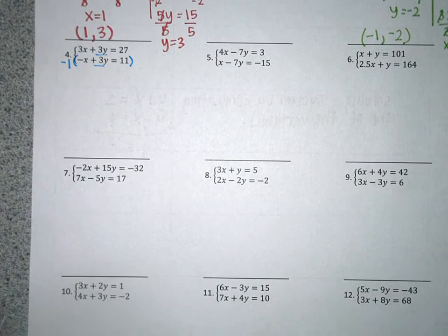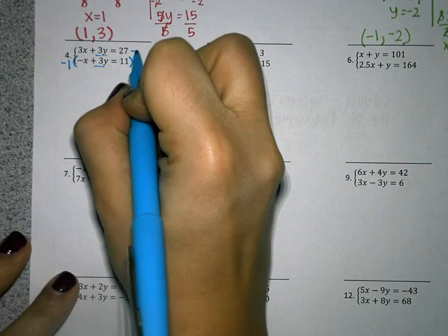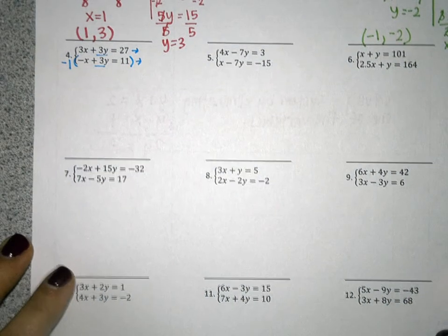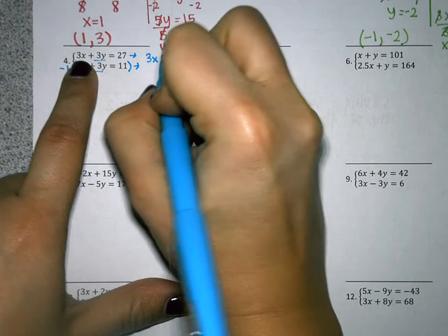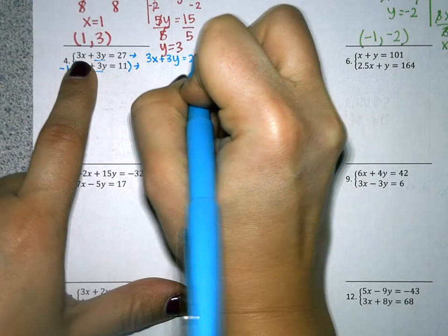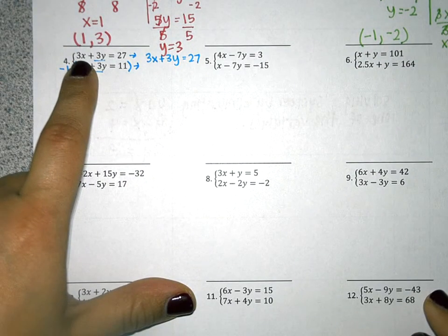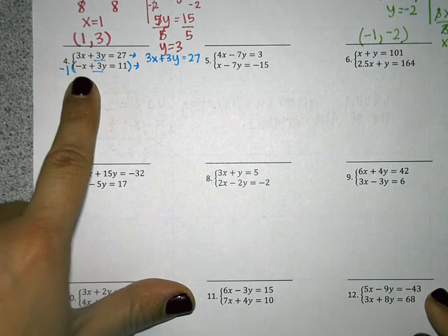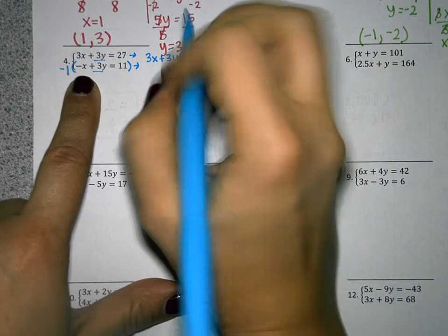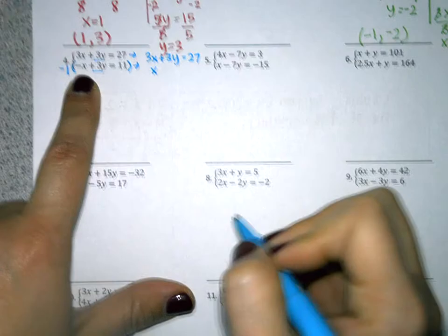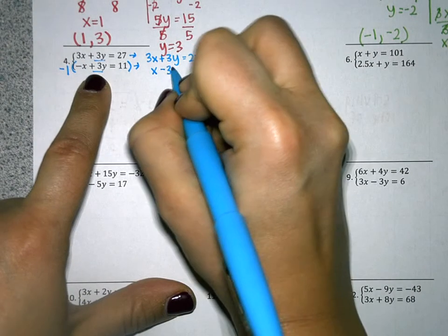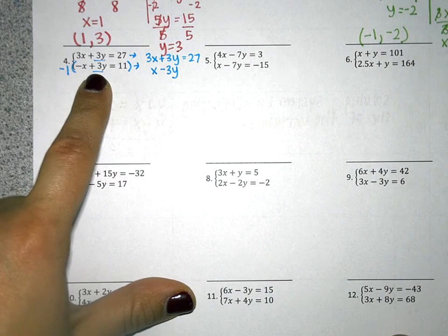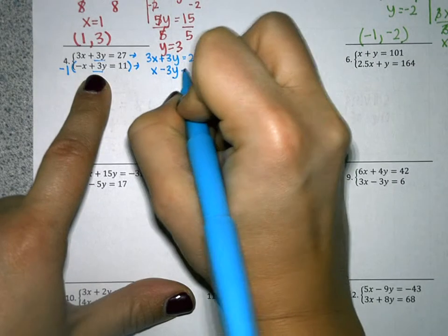So what I have to do is multiply one of the equations by negative 1 to get the sign to be opposite. So I'm going to do the bottom one, but it doesn't matter, you can do either one. And I'm going to multiply by negative 1. So what I want you guys to do is off to the side, I just want you to rewrite the equations. So the first one doesn't change at all. 3x plus 3y equals 27. When I multiply this equation by -1, -1 times negative x gives me positive x. -1 times 3y is -3y. And -1 times 11 is -11.